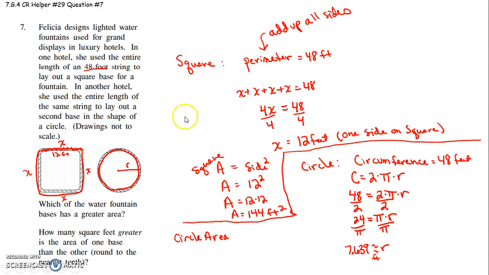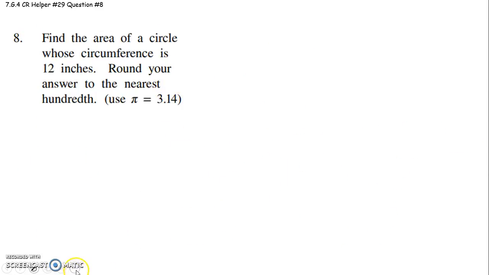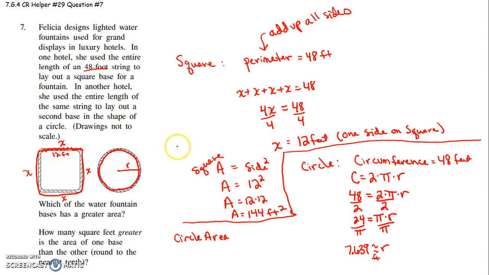Oops, sorry about that. I hate it when I jump slides. So this up here I'd say is step 1, information about my square. This work down here is step 2, information about my circle. So now I'm going to find the area of my circle.